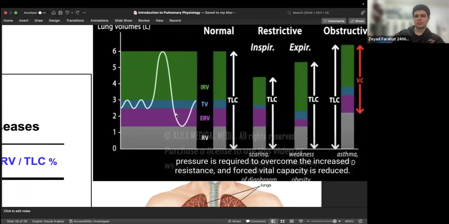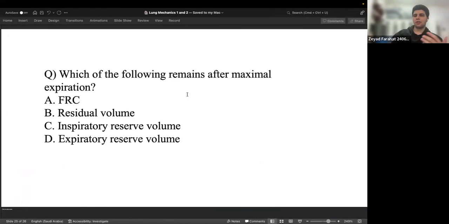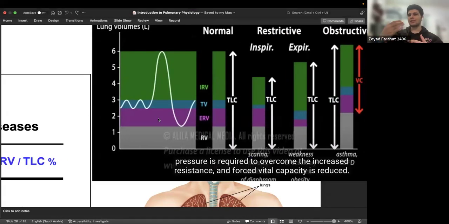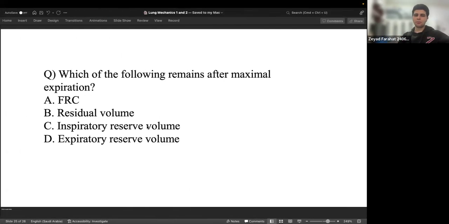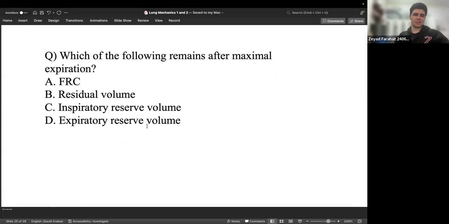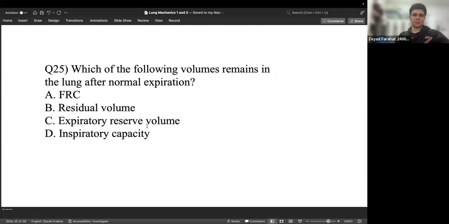So it doesn't really make any difference, unless you thought about what volume is expired after the maximum expiration. Then it's the ERV. For example, if a normal student who just finished his test is sitting in his place and suddenly was shocked and hyper exhaled, what is the amount of volume that's lost? It's the expiratory reserve volume in that case, because he expired excessively. So here the answer is B.